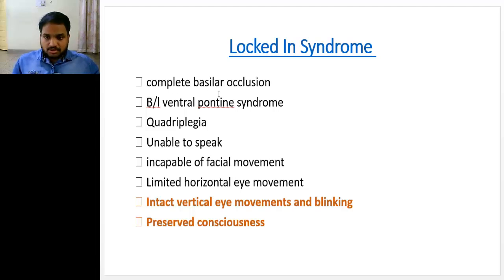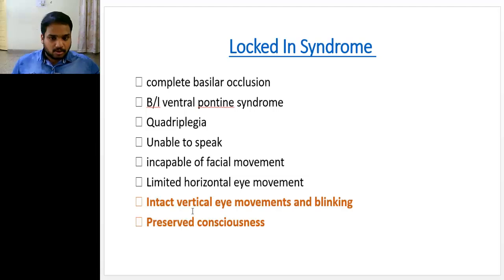So what are the features of that? The patient would have quadriplegia because of bilateral damage to the corticospinal tract, and the patient would not be able to speak because of the bilateral corticobulbar tract involvement, and the patient is incapable of any facial movements. Why? Because bilaterally the facial nerve is also involved, right? And then there would be limited horizontal eye movements. Why is it so? Because of bilateral abducens nerve and the medial longitudinal fasciculus involvement, right? The only thing that is preserved is the vertical movements, which would be intact, as well as blinking. Why? Because the supranuclear ocular motor pathways are spared, right?